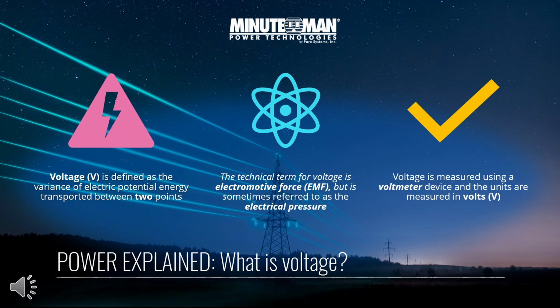An important safety note: higher voltage means more risk. While 1.5 volts, like a AA battery, is harmless, touching a 120 volt or 230 volt outlet can be dangerous or even fatal. Always follow proper safety procedures when working with electricity.